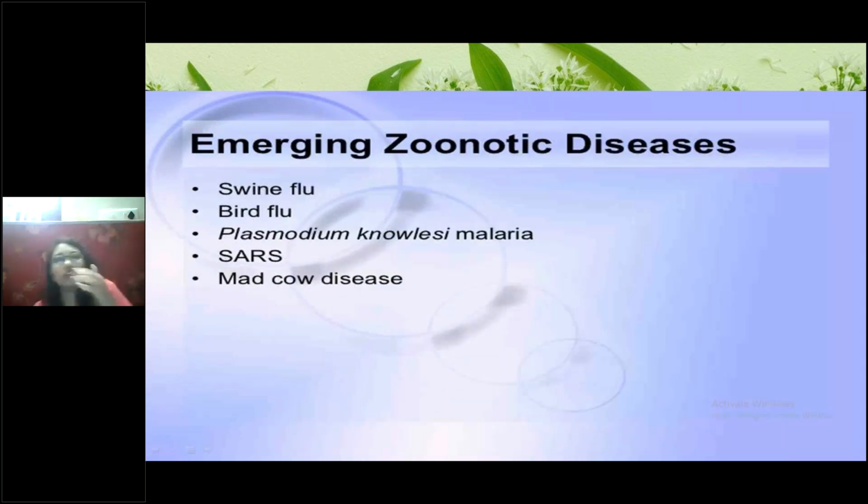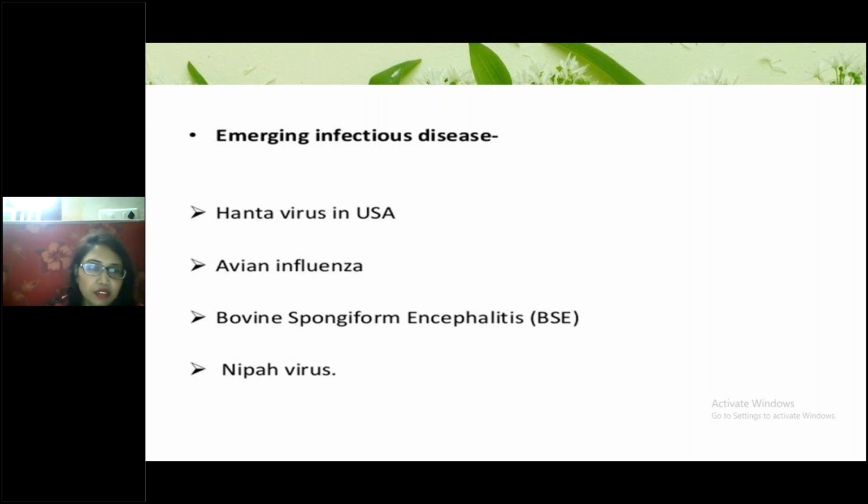So emerging zoonotic diseases include swine flu, bird flu, Plasmodium knowlesi malaria, SARS, the recent SARS-CoV-2, and mad cow disease. Many may be the emerging zoonotic diseases, such as hantavirus in the USA, avian influenza, bovine spongiform encephalopathy, and Nipah virus. All of them are emerging, and all of them are zoonotic.